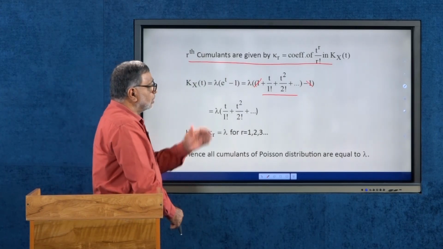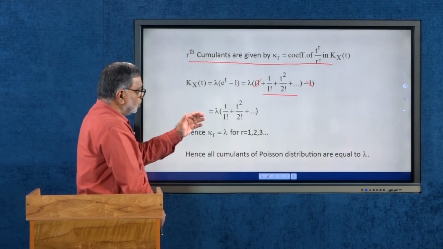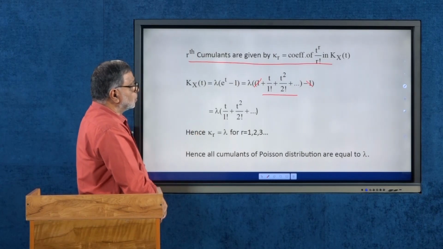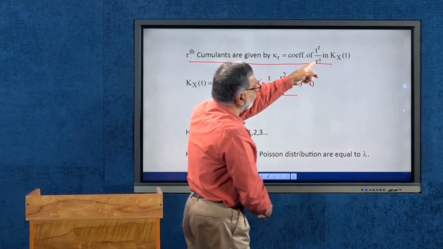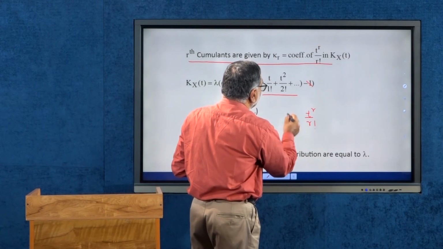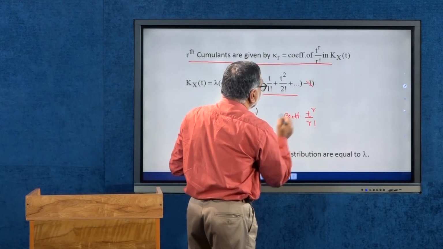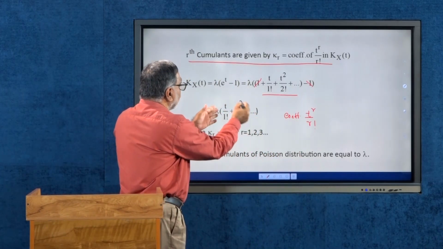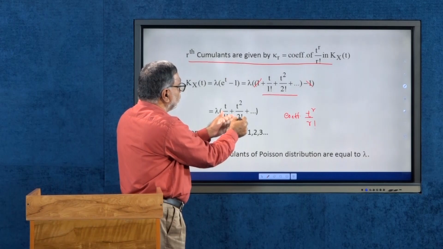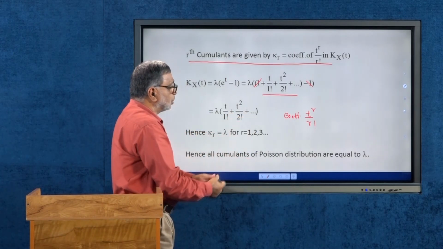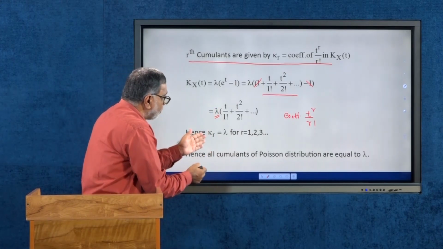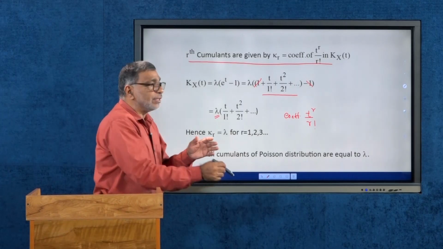Hence, from this expression, it is very interesting to note that the cumulants of the Poisson distribution are given by the coefficient of t power r divided by r factorial. You are finding the coefficient of t power r divided by r factorial in the expansion of the cumulant generating function, and whatever be the term, t divided by 1 factorial, t square divided by 2 factorial, t cube divided by 3 factorial, the coefficient is actually lambda. So, that means kappa r is equal to lambda for every r.